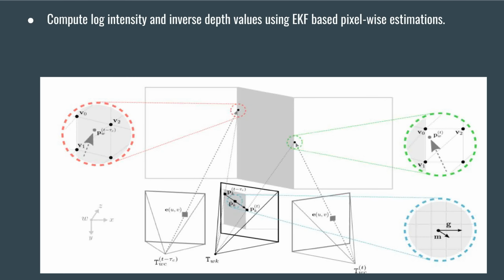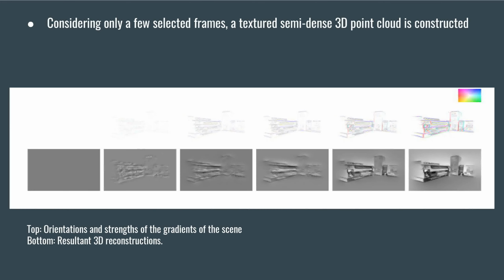Once pose estimation is done, log intensity and inverse depth values are computed using pixel-wise estimation based on the EKF. Using this, a reconstructed intensity and inverse depth value are obtained for each event frame. Finally, a 3D representation for the image is constructed using a few selected frames. This completes the basic overview of the algorithm.